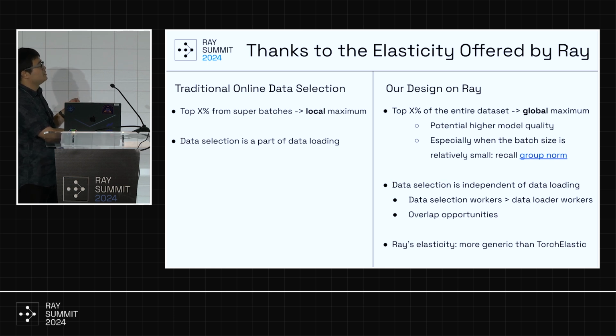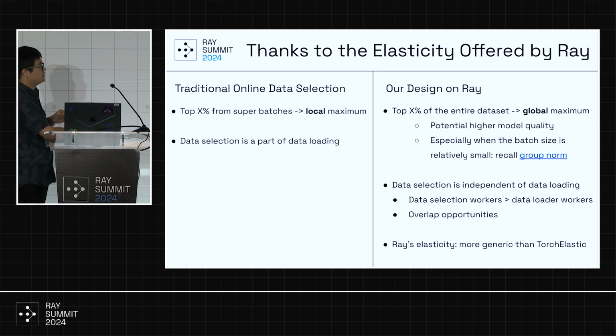What's the benefit here? We expect this could potentially give higher model quality, because we use a global maximum instead of a union of multiple local maximums. And I believe it can be important, especially when the batch size is relatively small. Maybe some people know the difference between batch norm and group norm. Especially in vision tasks, the batch size can sometimes be relatively small, and when it's small, batch norm may not work very well. That's why group norm was designed.